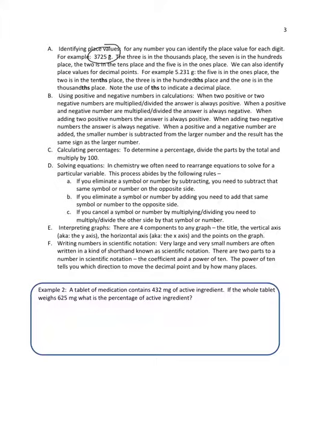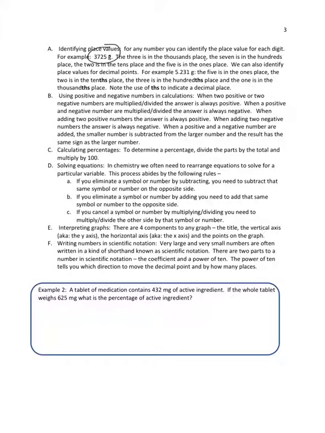To calculate a percentage, divide the parts by the total and multiply by 100. Solving equations. In chemistry, we often need to rearrange equations to solve for a particular variable. This process follows the following rules.